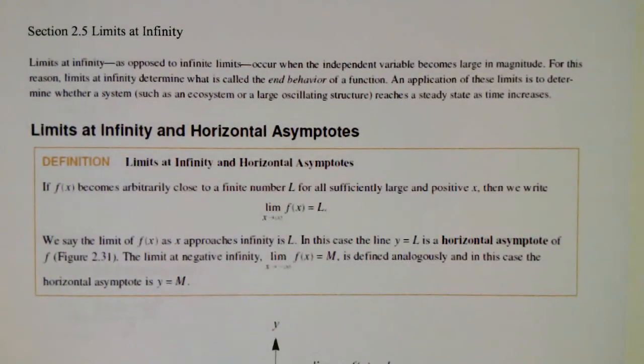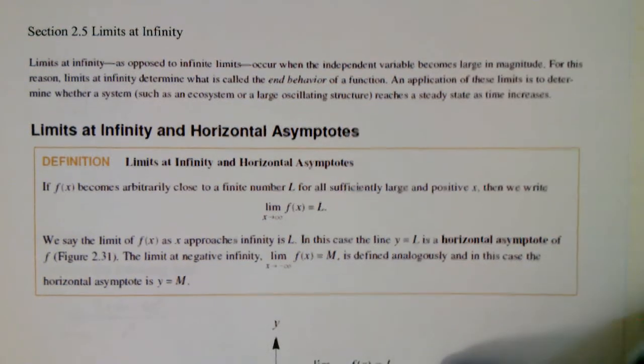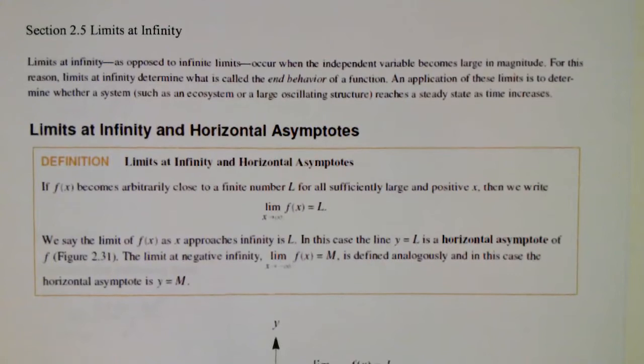So here, limits at infinity, as opposed to infinite limits, occur when the independent variable becomes large in magnitude. For this reason, limits at infinity determine what is called the end behavior of a function. An application of these limits is to determine whether a system, such as an ecosystem or a large oscillating structure, reaches a steady state as time increases. Okay, so now we're going to focus first on limits at infinity and also horizontal asymptotes.